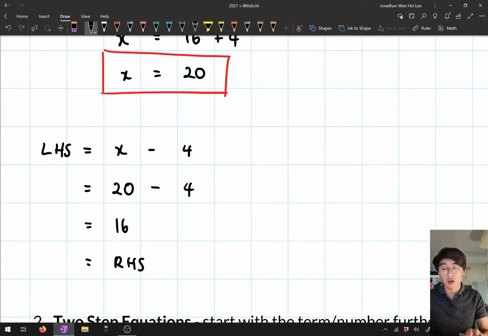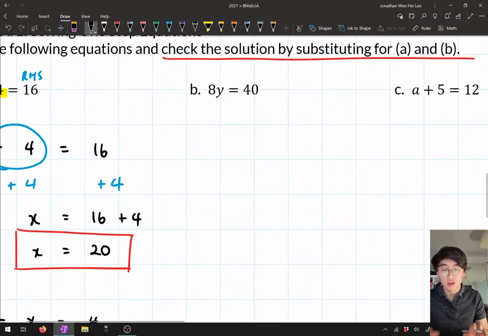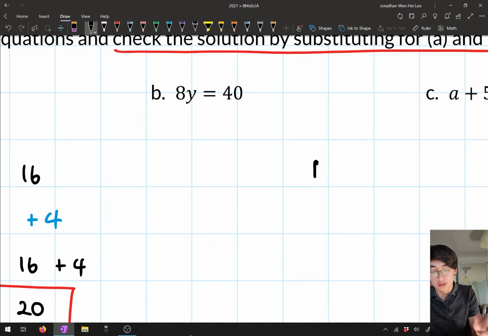Okay, let's have a go at the same things, but for the second one. So let's have a go at b. Now for b, I've got 8y is equal to 40. So let me just write down my equation here. 8y is equal to 40.